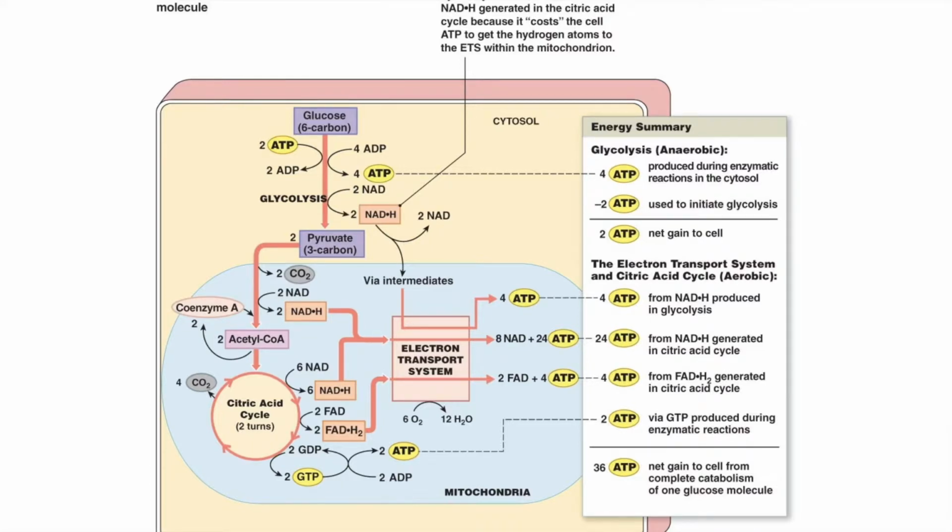And this shows how we're going to produce the 36 ATP, 2 from glycolysis. Most of it is going to come from the electron transport chain.